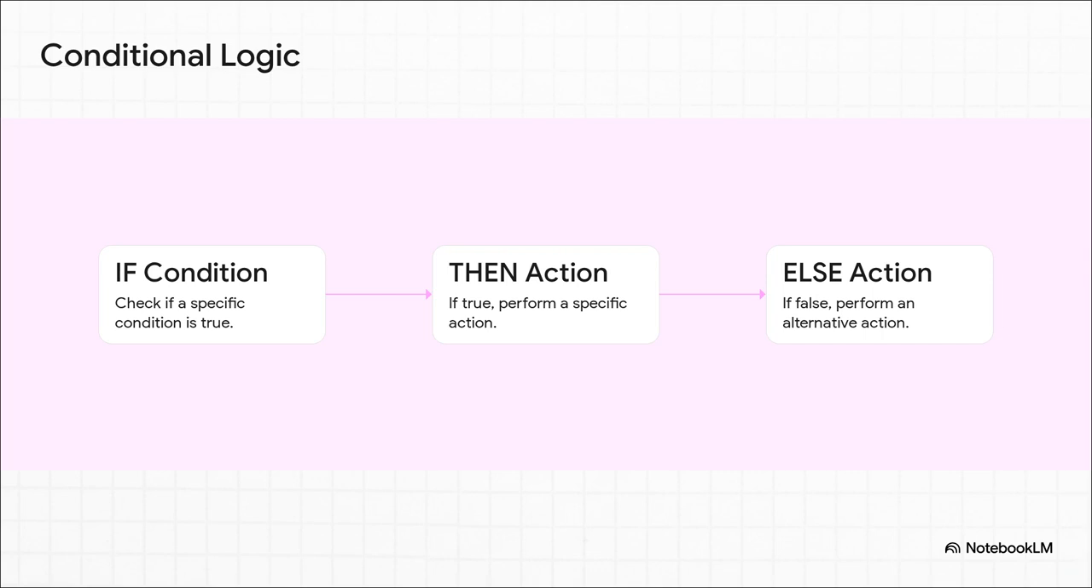Really, at the heart of any useful application is just making decisions. We do it with conditional logic. For our little shop, it could be a simple check. If an item's stock is greater than 0, then we let the sale go through. Else, we flash an out-of-stock message. This is how our app stops being static and starts reacting to the world around it.